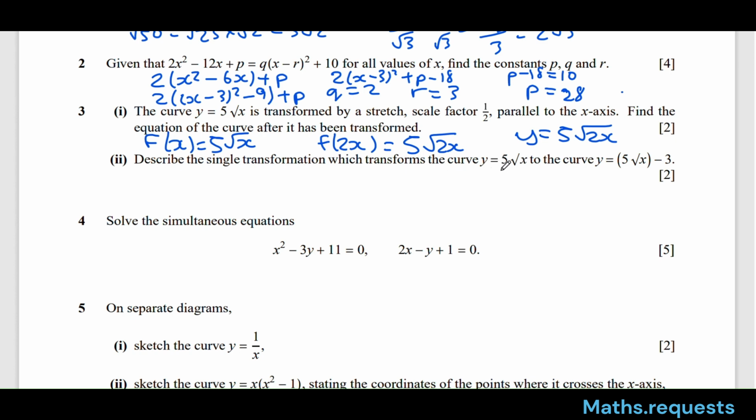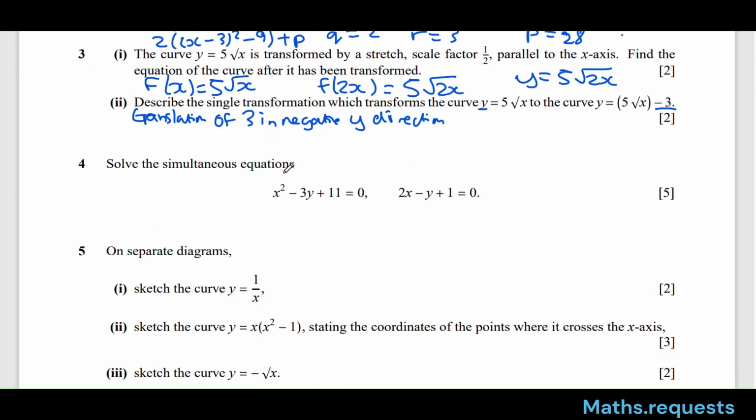Describe the single transformation which transforms the curve y equals 5 root x to the curve y equals 5 root x minus 3. So first, the minus 3 is on the outside, so we know that's affecting the y value. And then because it's the y value, we know it's just going to be a translation of 3 in the negative y direction. So translation of 3 in negative y direction. I hope that makes sense.